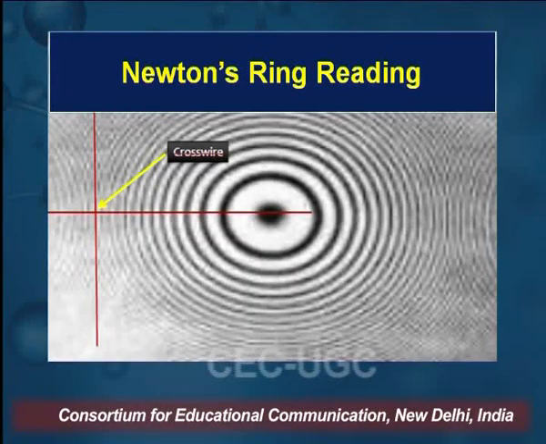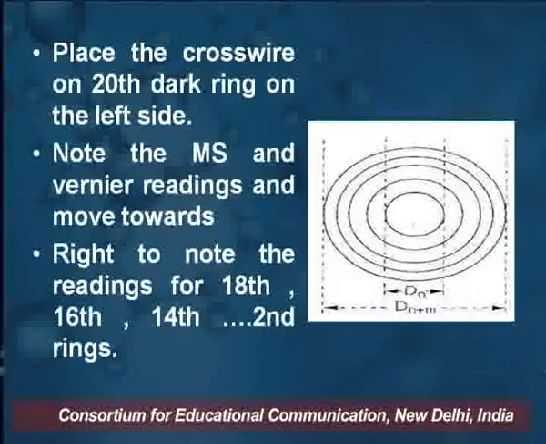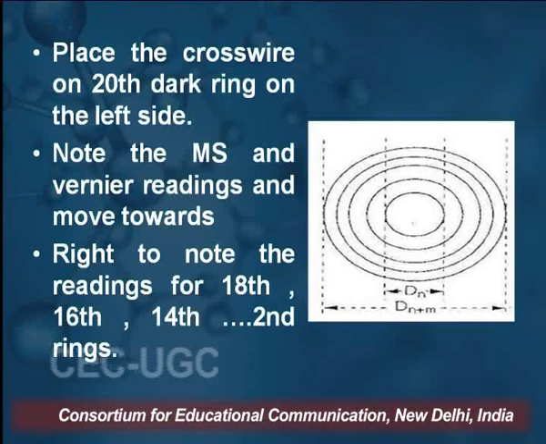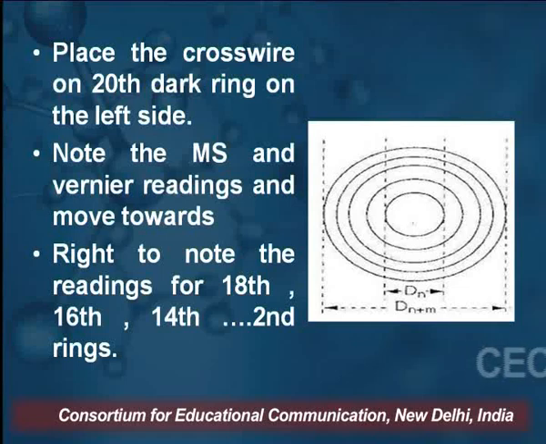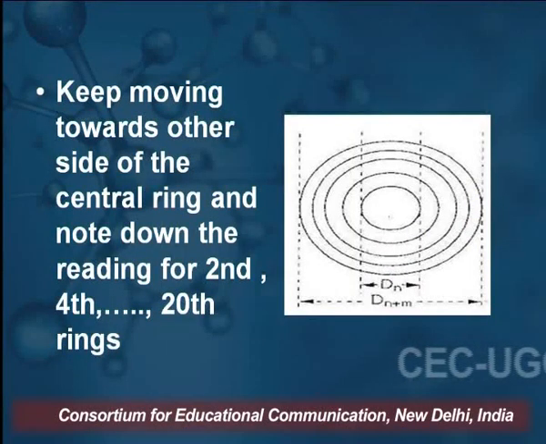Now here you see on the left hand side there is a crosswire. We move this crosswire to a particular ring, and then we can calculate the reading from the main scale and vernier scale. We place the crosswire on the 20th dark ring on the left hand side, then we move towards the 18th, 14th, up to the second ring, and take the readings. Similarly we can do it for the right hand side. We keep moving towards the center of the rings and note down the readings of the second, 4th, up to the 20th ring, and so on. In this manner we can find out the diameter of a particular ring.